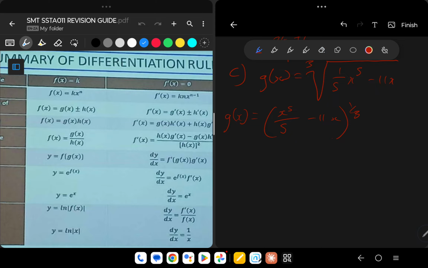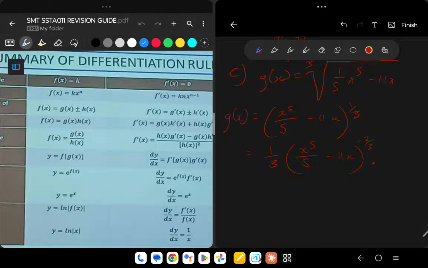So this is how it's gonna go. Like we said, we bring the exponent down, 1 over 3, and then we write what we have, 5 minus 11x, and then 1 over 3 minus 1 is just negative 2 over 3. Then we multiply by the derivative of the inside.